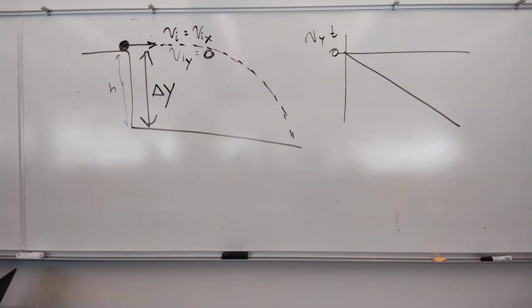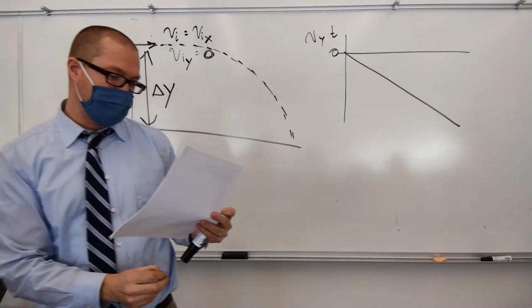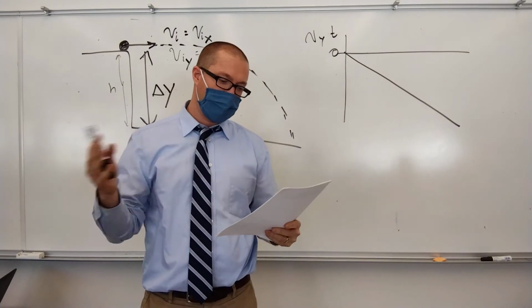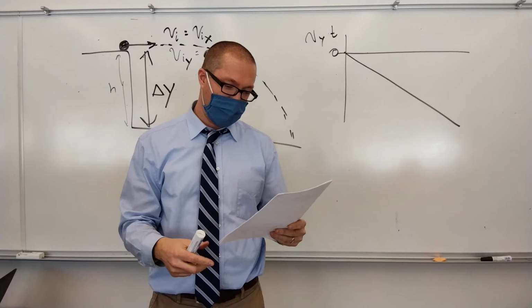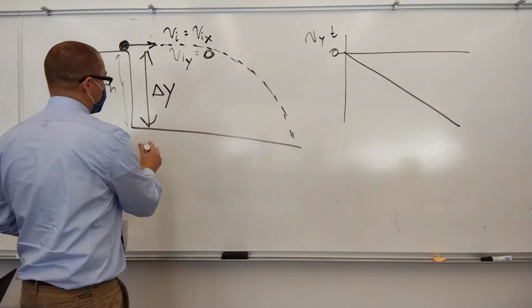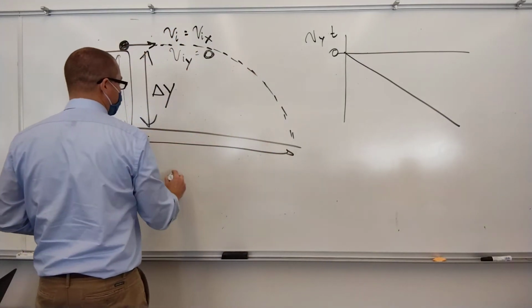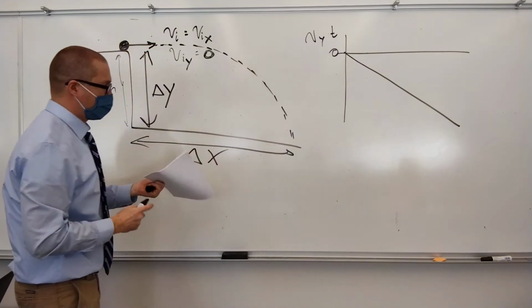It's however high the object is off the ground when it starts. So delta y is how far it's going to fall. You can jot some of the stuff down on the paper. It says how far the object moves to the right depends on how long it takes for the object to fall to the ground. So how far it travels to the right is delta x.